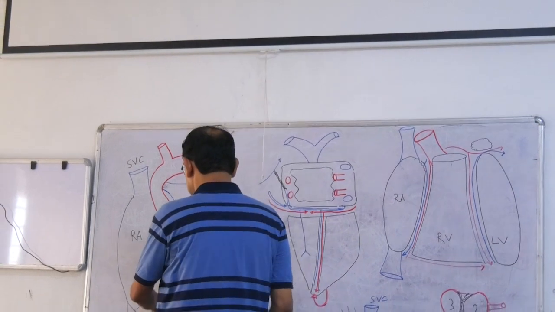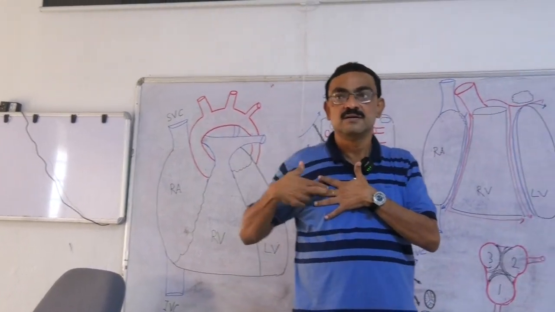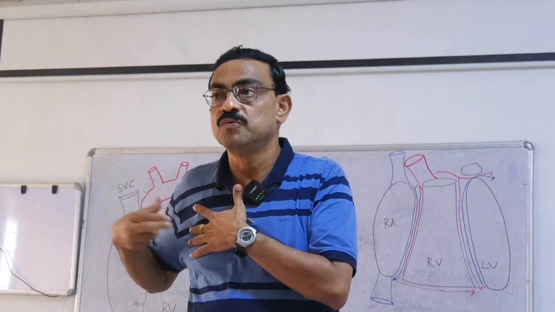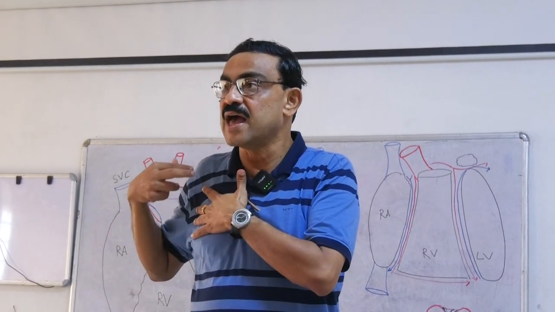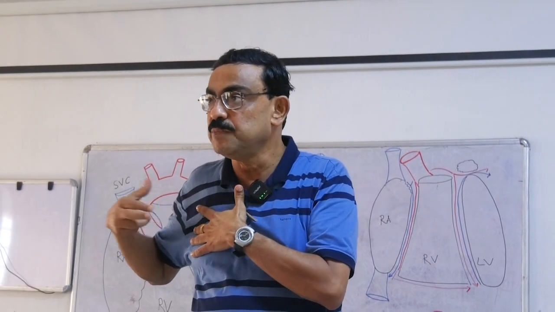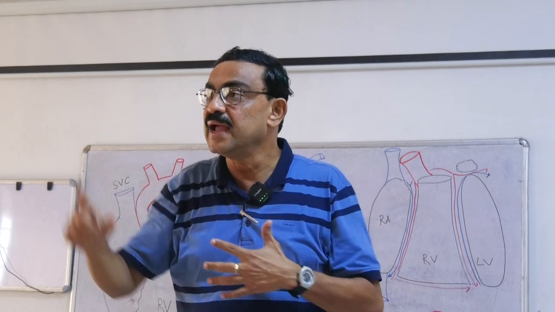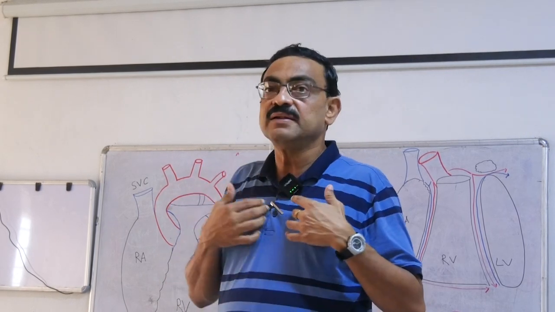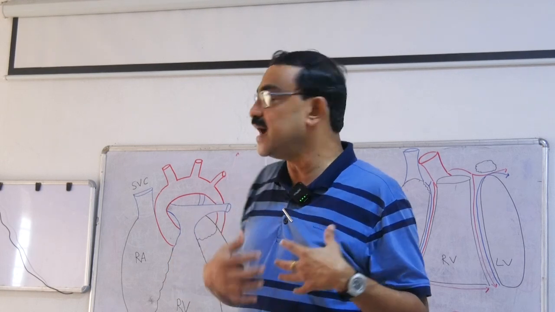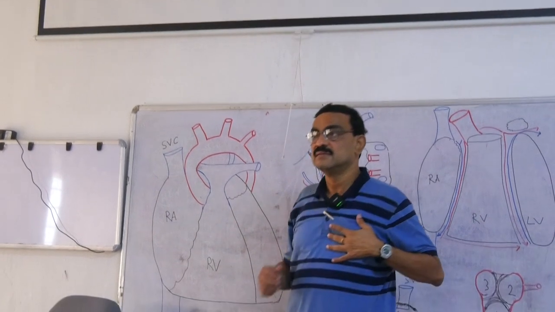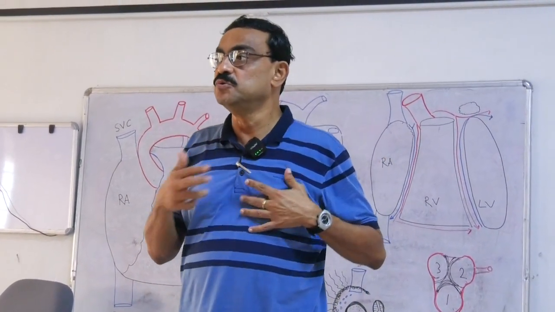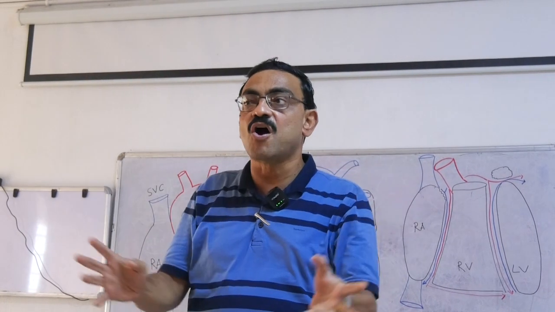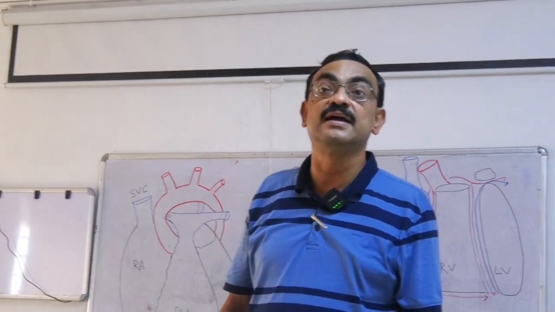In that area, if we percuss over the lung, we get a different tone because the lung contains air. So over this area, if we percuss, we will get a tympanic, alveolar sound, and over this area where there is blood, we will get a dull sound. The sound will change. So that area is called the area of superficial cardiac dullness.